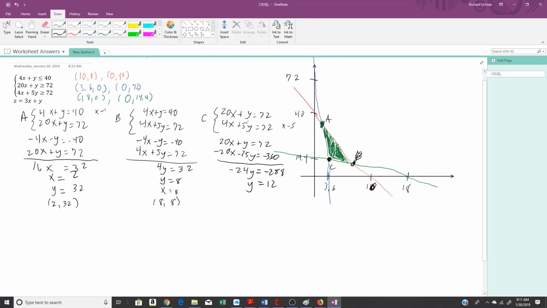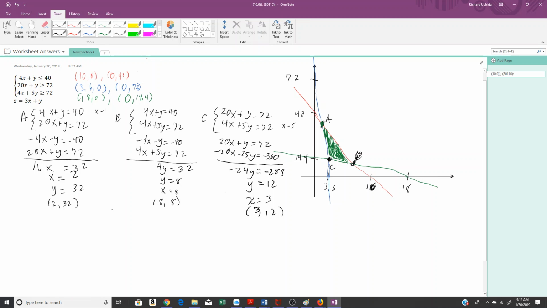Plug in y = 12 into the first equation, 20x + y = 72. Subtract 12 from both sides, divide both sides by 20. You get x = 3. So we have the point (3, 12), which again looks good from our sketch. What we do next is find the maximum and minimum of this linear programming problem. We plug our corner points into our objective function, and since it is a bounded region, we have both a maximum and a minimum value, and that occurs at one of the corner points.